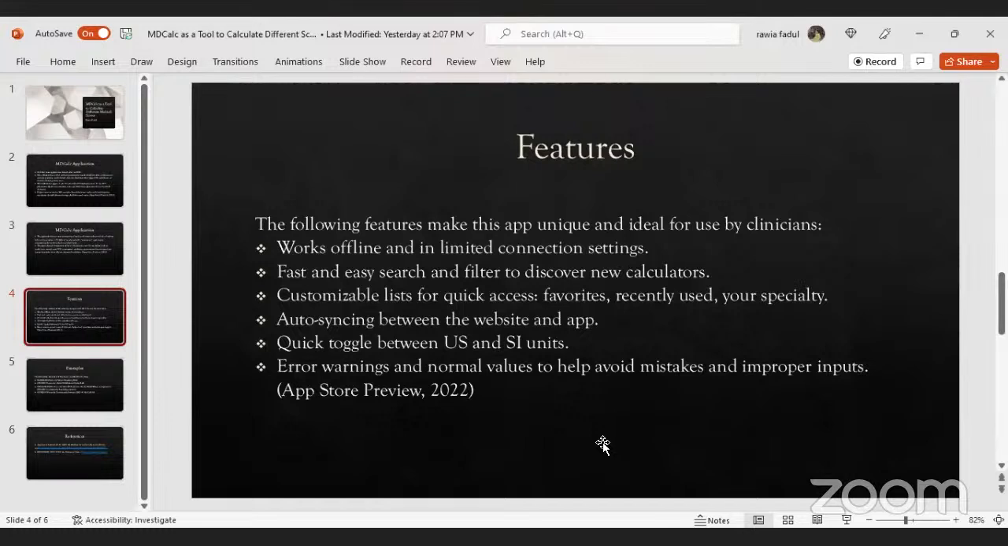The following features make this app unique and ideal for use by clinicians. It works offline and in limited connection settings. It has fast and easy search and filter to discover new calculators. Customizable lists for quick access, such as favorites, recently used, and your specialty. Auto-sensing between the website and the app. A quick toggle between United States and international units. Error warnings and normal values to help avoid mistakes and improper inputs.